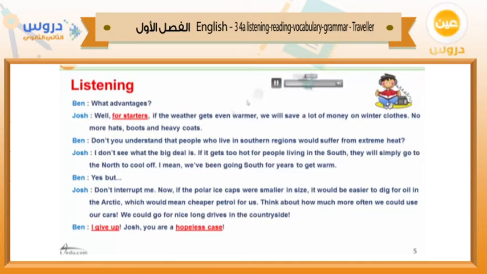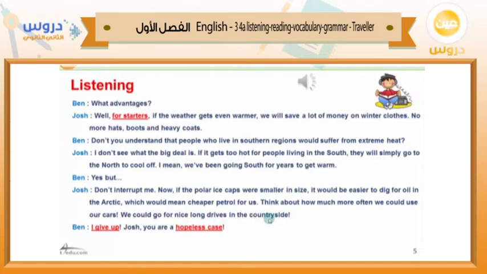What advantages? Well, for starters, if the weather gets even warmer, we will save a lot of money on winter clothes. No more hats, boots and heavy coats. Don't you understand that people who live in southern regions would suffer from extreme heat? I don't see what the big deal is. If it gets too hot for people living in the south, they will simply go to the north to cool off. I mean, we've been going south for years to get warm. Yes, but... Don't interrupt me. Now, if the polar ice caps were smaller in size, it would be easier to dig for oil in the Arctic, which would mean cheaper petrol for us. Think about how much more often we could use our cars. We could go for nice long drives in the countryside. I give up. Josh, you are a hopeless case.